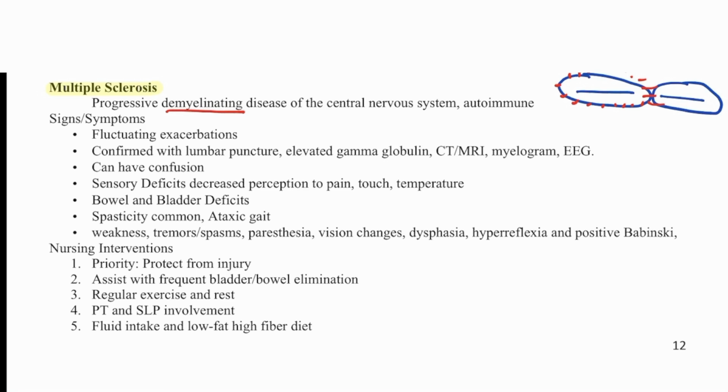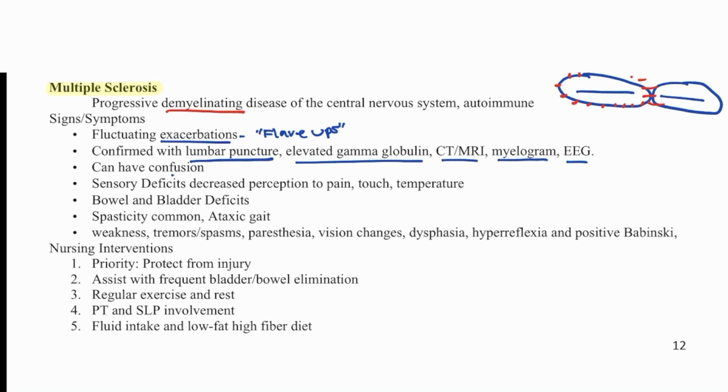So the signs and symptoms for multiple sclerosis are that they're going to have fluctuating exacerbations. This is with most autoimmune disease. There's usually things like flare-ups. It's always not a constant presentation. There could be changes and fluctuations. It's confirmed with a lumbar puncture, and they're looking for elevated gamma globulin. They also might do a CT, MRI, myelogram, or EEG.